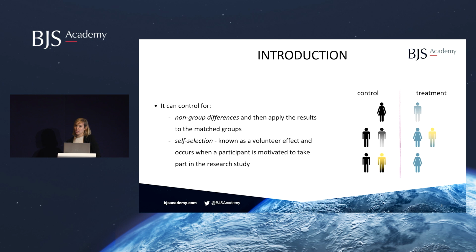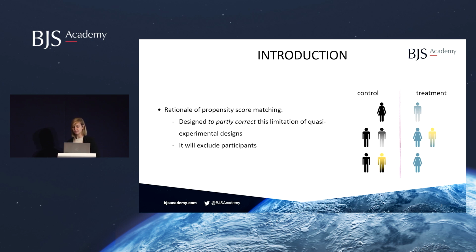Because even before a study begins, participants might differ from the others. For example, we will have participants or patients with rectal cancer, but variations like the gender, the neoadjuvant therapy, the tumor's height, the obesity of the patient, all of these may exist before we actually allocate our patients to different groups. So propensity scores come to the rescue here, helping to control these non-group differences and the self-selection bias.